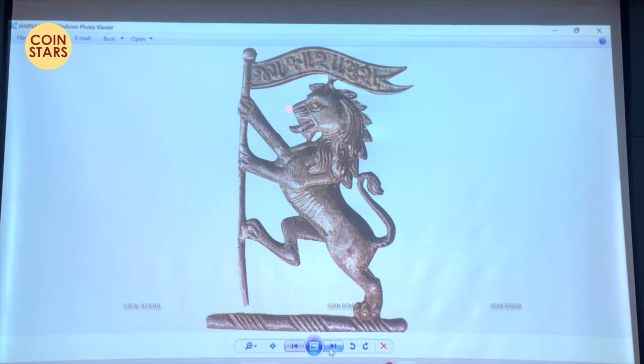Next. This again is Jamnagar only. Jai Ashapura is the name of Mataji, their Kuldevi, the lion holding the flag.